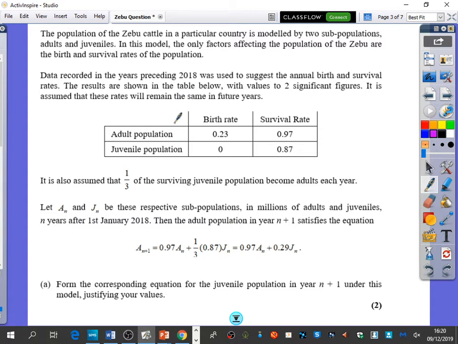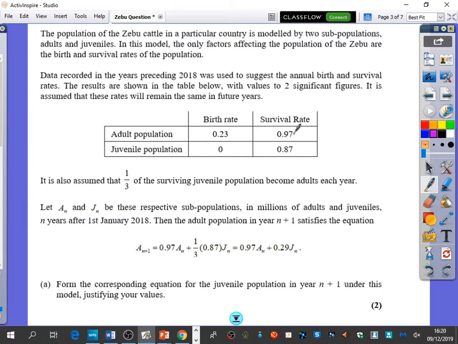Okay, so this table, let's just actually understand the table. The birth rate where it says 0.23 with the adult population, what do you think that's actually meaning? What do you think the 0.23 means? How many adults give birth? Yeah, so compared to the adult population, what percentage of them are giving birth, right?